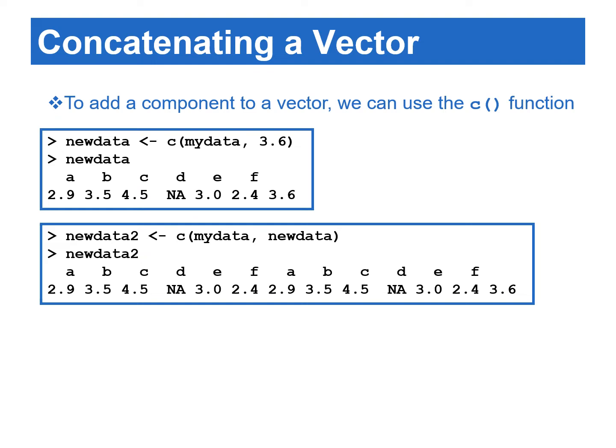Once a vector is created, we might need to add more components to an existing vector, which can be done by using the C function. For example, we add one element, which is 3.6, to my data. The second example combines two vectors together by using the C function.